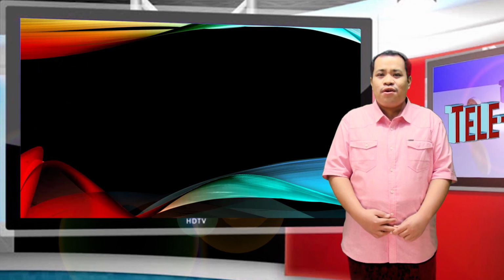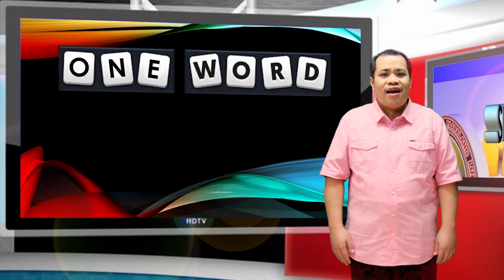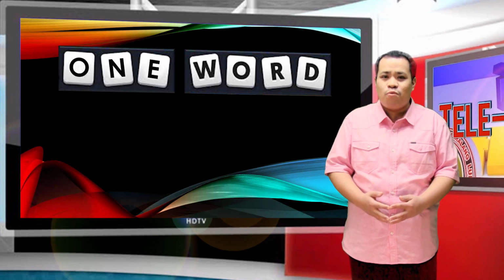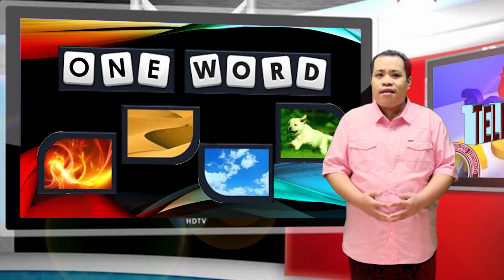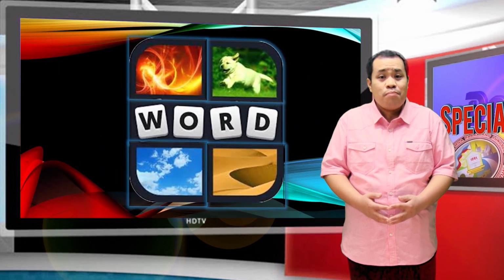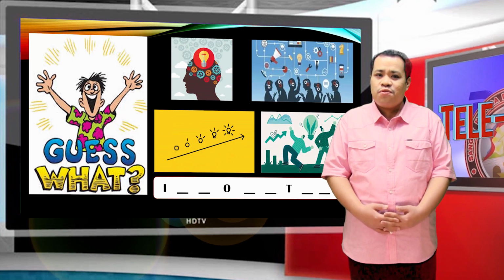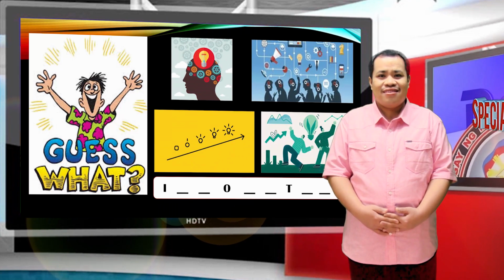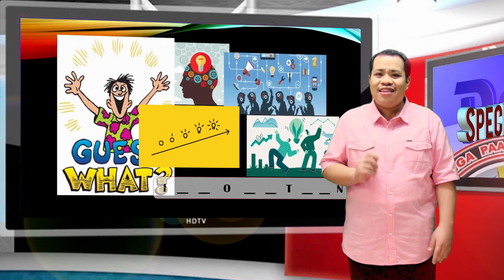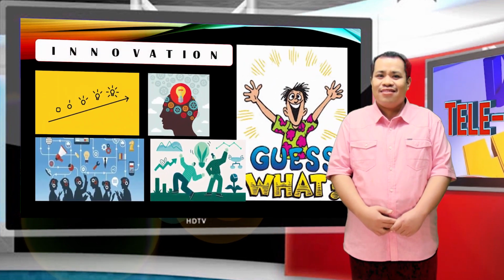Whenever we talk of research, we mean different things. As a starter, let us play the 4 picks 1 word game. I will be showing you different sets of pictures and then tell me what do the images connote or suggest. Let's have the sets of pictures. First set. What do the pictures suggest? Very good. It is innovation.